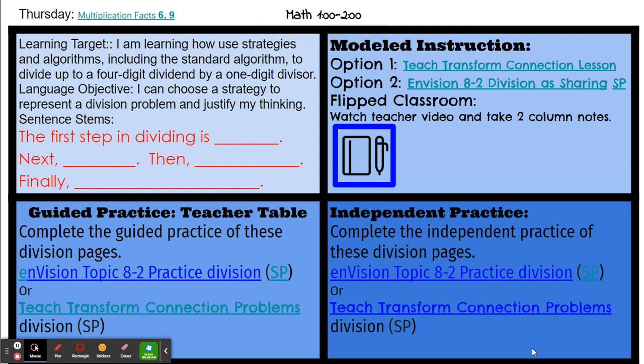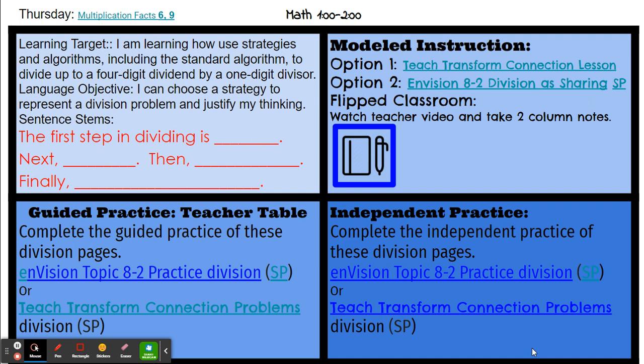Hi, class. Today is Thursday, and we have been dividing all week long. We're going to continue practicing using different strategies to divide. So, today, our learning target is: I am learning how to use strategies and algorithms, including the standard algorithm, to divide up to a 4-digit dividend by a 1-digit divisor.